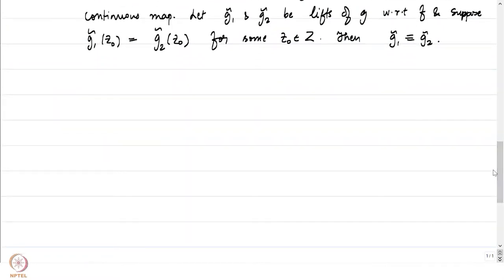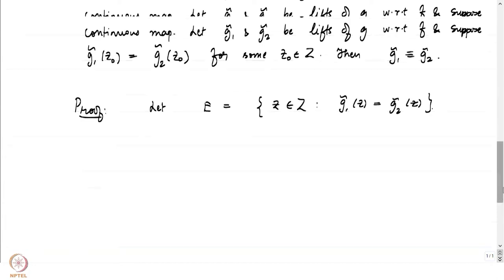It's a trick that we have, a technique that we have used multiple times earlier. Let's start by capturing all those points where G1 tilde and G2 tilde coincide. Let's call that set something. Let E be the set of all Z in capital Z such that G1 tilde of Z is the same as G2 tilde of Z.